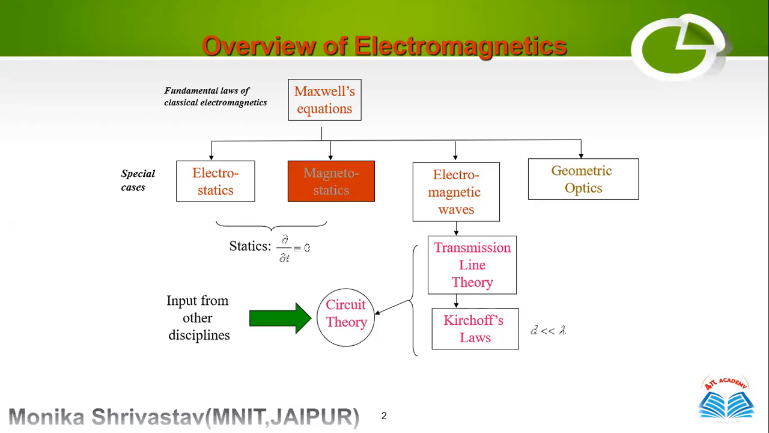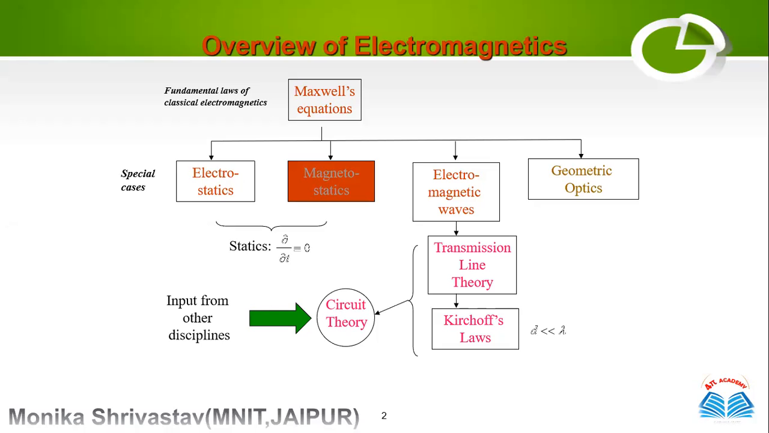This is the overview of electromagnetics. So basically, electromagnetics is a mixture of classical physics and new physics. I'm not saying quantum physics, classical physics and new physics. Our classical physics, as a part of classical electromagnetics, is all based on Maxwell's equations.